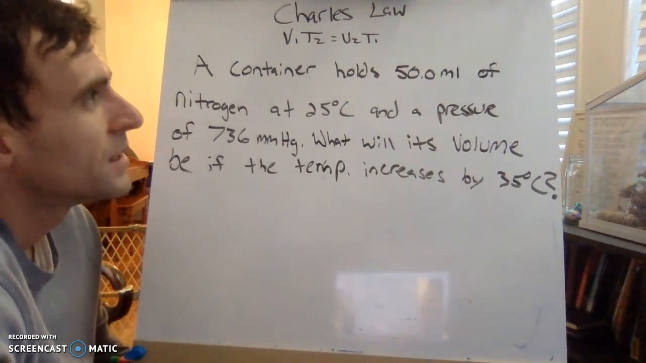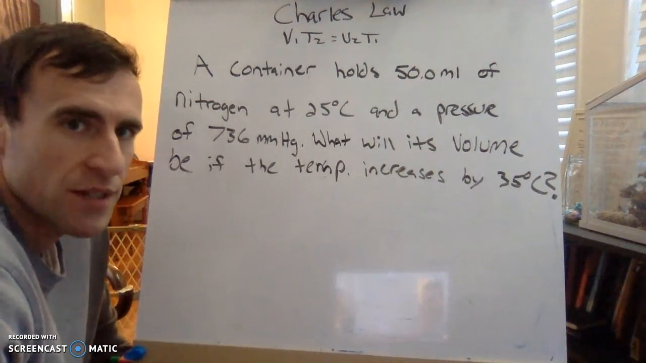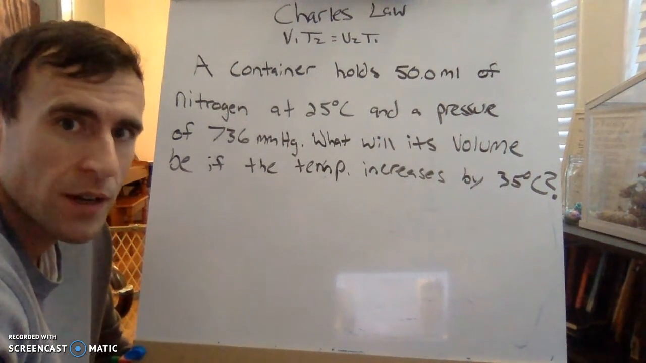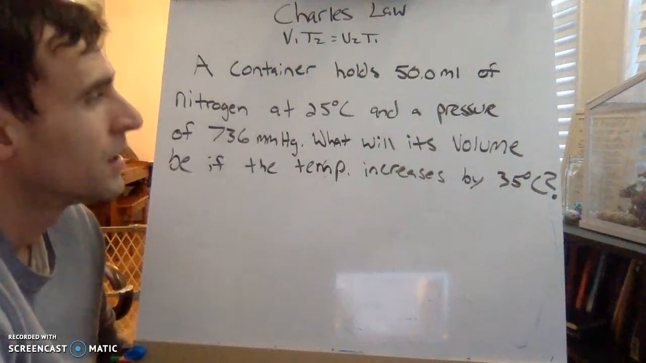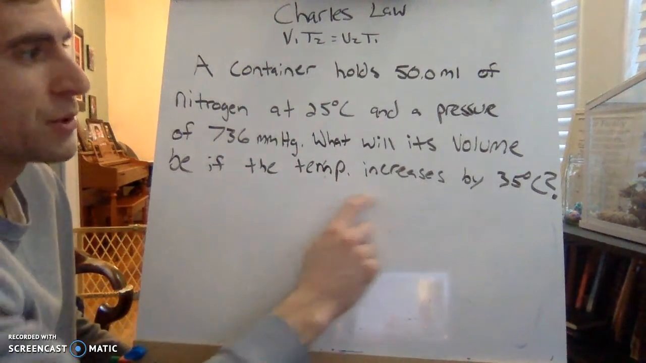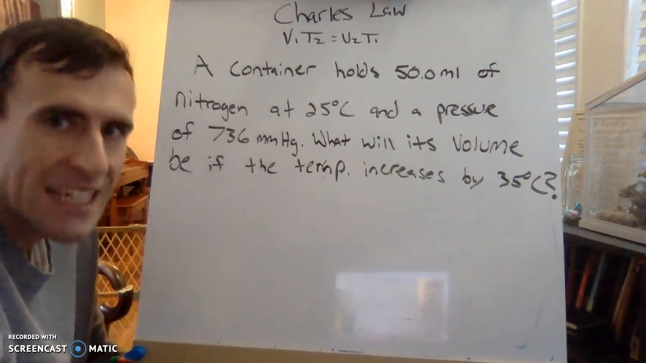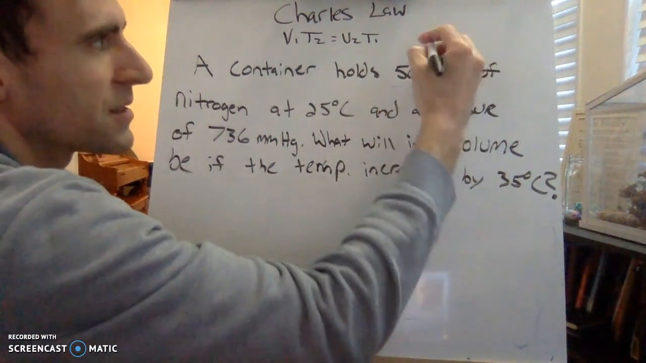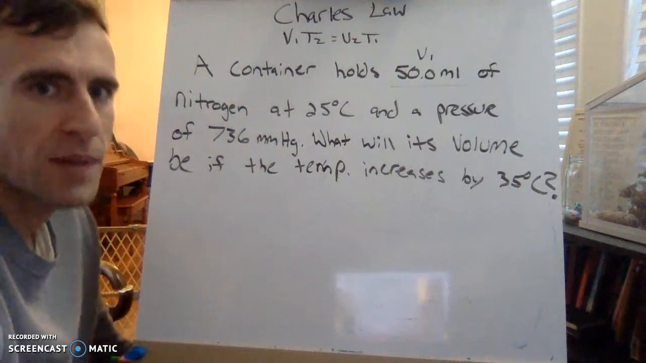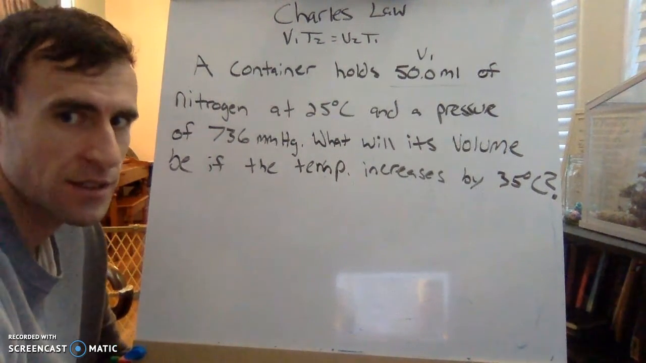So here we go. We have a container holding 50 milliliters of nitrogen. Milliliters, that's a volume. Let's see if it's V1 or V2. It says, what will its volume be if the temperature increases by 35 degrees Celsius? That means the initial volume will be 50 milliliters. This is V1. Initial volume, that's the starting point. We want to know where it ends when the temperature increases.